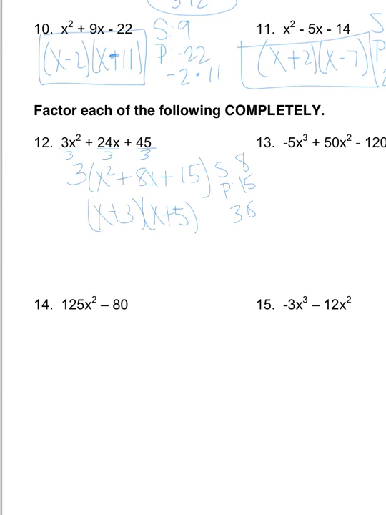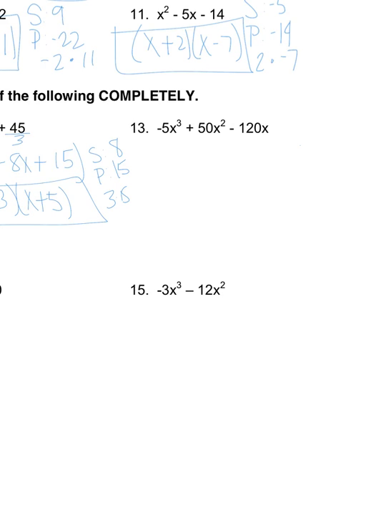Now, we want these to be equal. If we multiply those, we want it to give us back the original. So remember, you always have to include your GCF in your answer, because we want it to equal the original polynomial that we had.